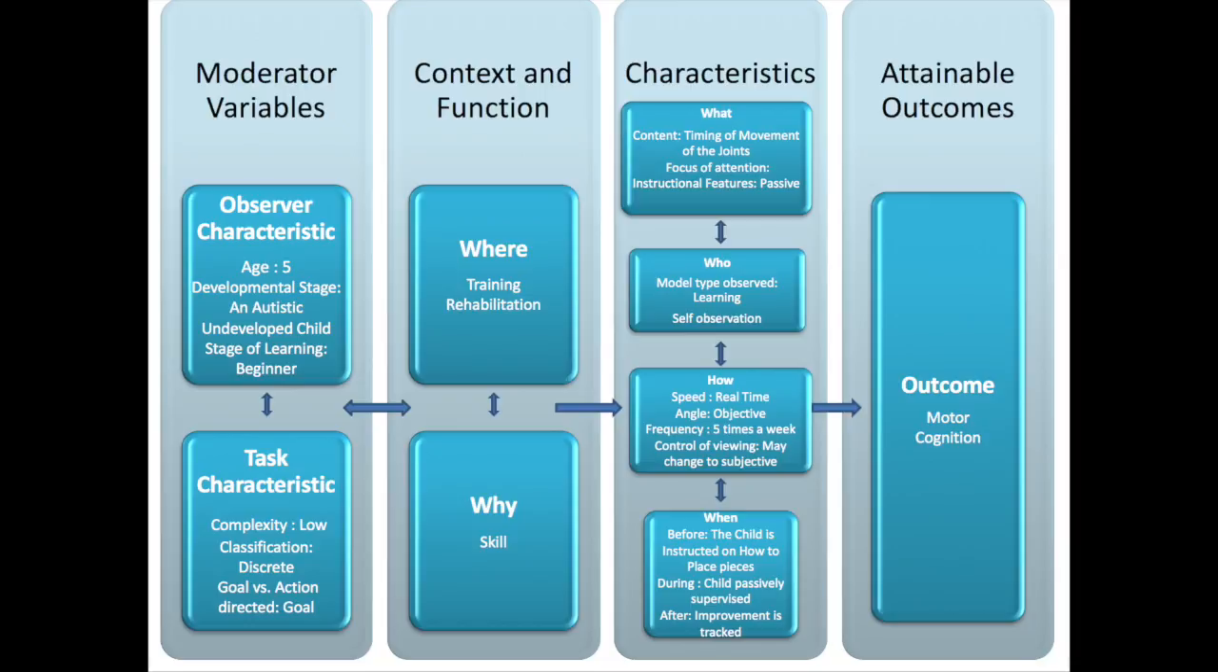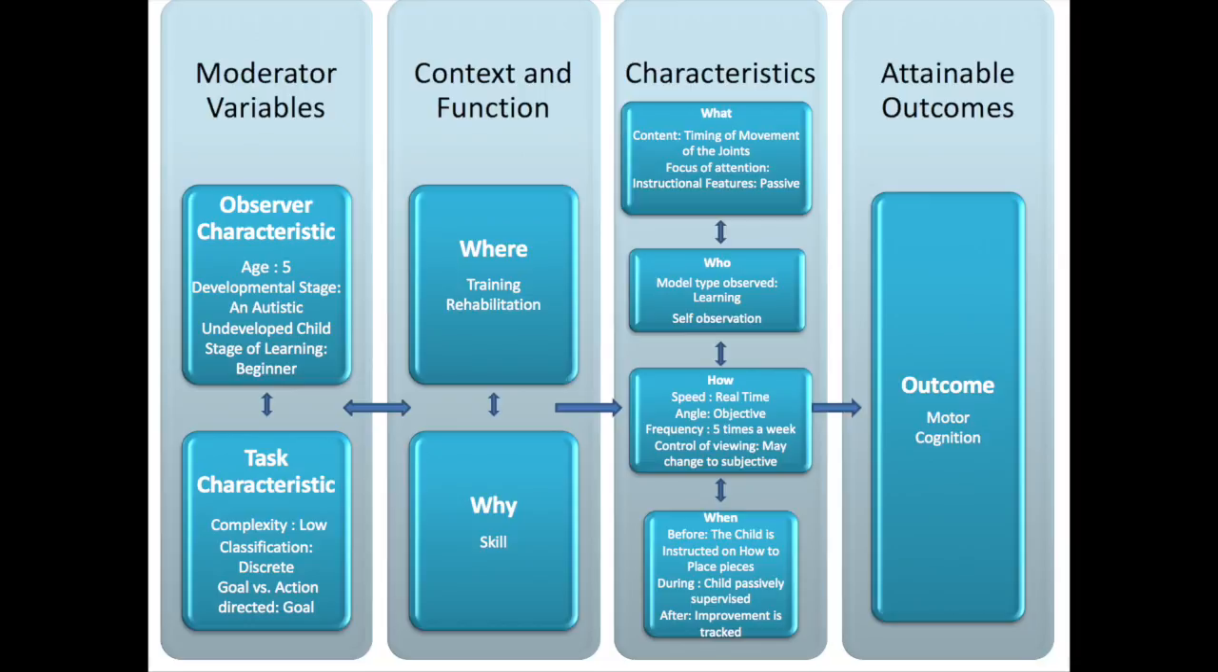Context and function. Where? Some type of center or clinic for children with learning disabilities. Why? To improve the child's cognitive strategy and fine motor skills. Characteristics. What? Content we will be looking at is the timing of the wrist and other arm joints, with passive instructional features from an advanced model type, since a knowledgeable adult will give instruction and demonstration before the child tries the task for the first time.